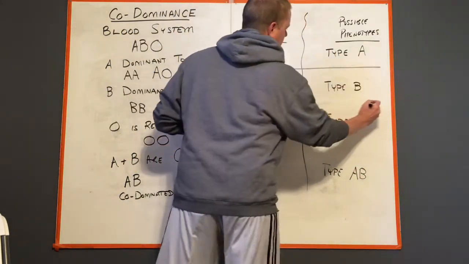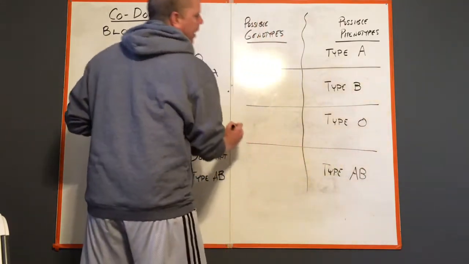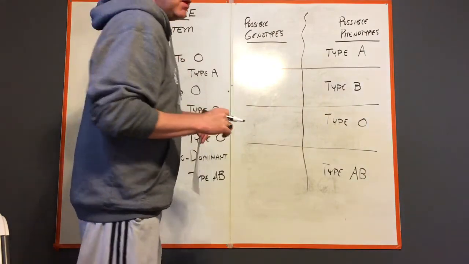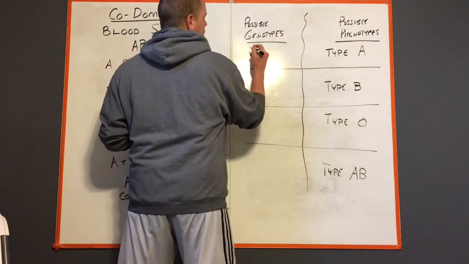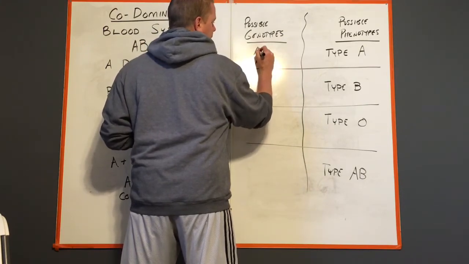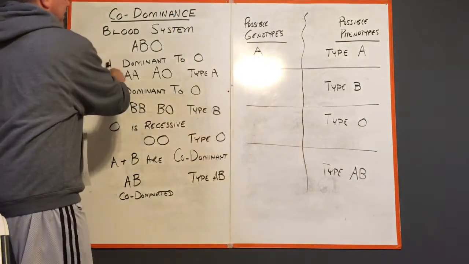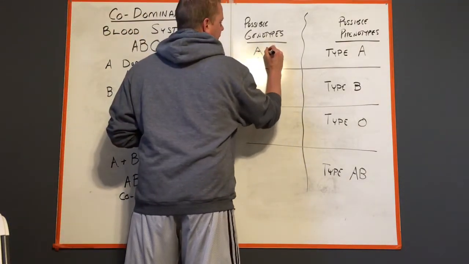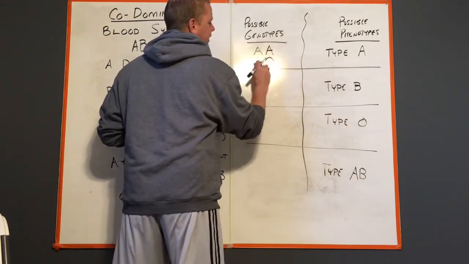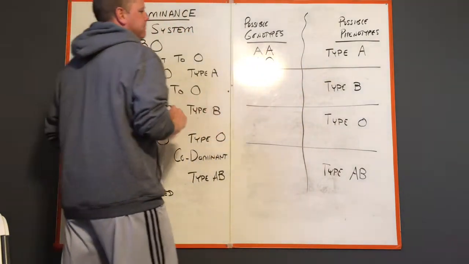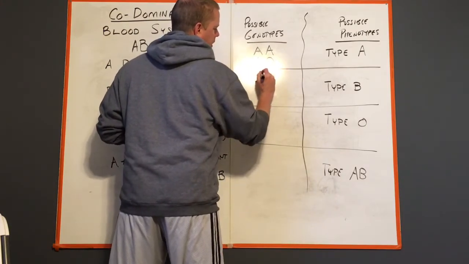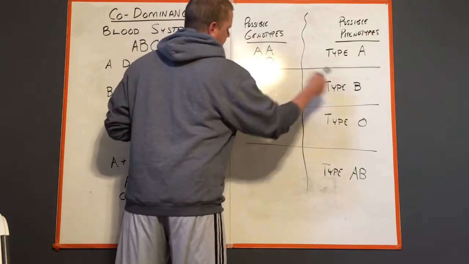So, in order to have type A blood, okay, remember, you're going to get an allele from each parent for blood type. So, in order to have type A blood, you had to get at least one A from one of your parents. Now, because A is dominant to O, however, you could have had AA and that was type A. Or you could have had type A dominating over O, having type A blood. Type B, on the other hand, could have gotten a B from one parent, and another B from another parent, you'd have type B blood.